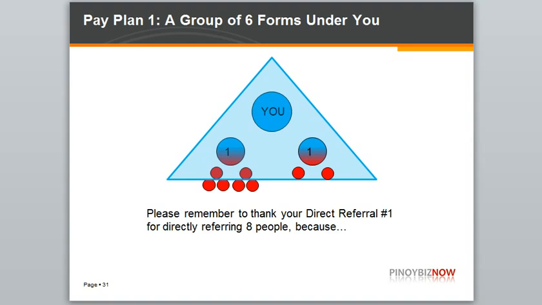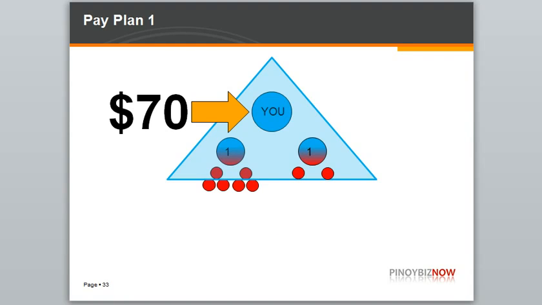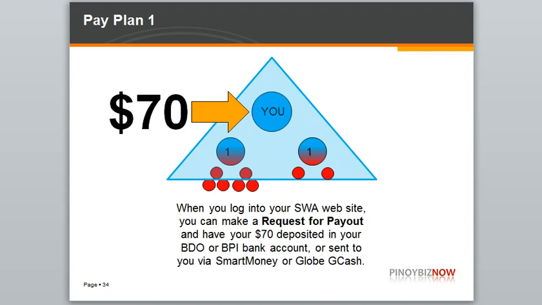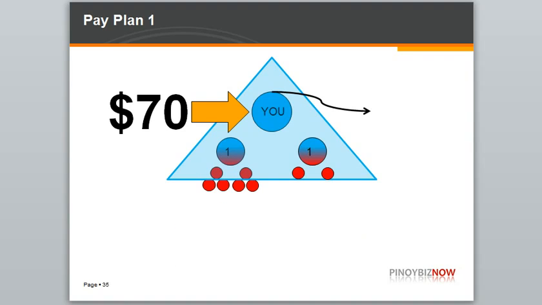So please remember to thank your direct referral number 1 for directly referring 8 people because now, you have earned your $70. Okay, so please say thank you to that person whom you first invited. When you log into your SWA website, you can make a request for payout and have your $70 deposited in your BDO or BPI account or sent to you via Smart Money or Globe GCash.